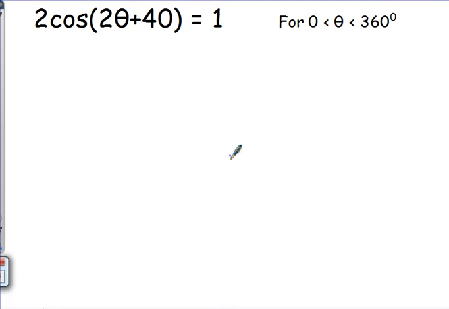So here we've got a more complicated trig equation, and there's going to be a little bit of work to do before we start getting values for our solutions. The first thing we want to try and get rid of is this 2. We'd much rather a trig equation just involve the trig function itself, so we're going to divide both sides by 2. That leaves us with this.